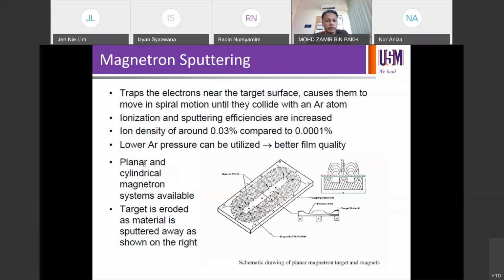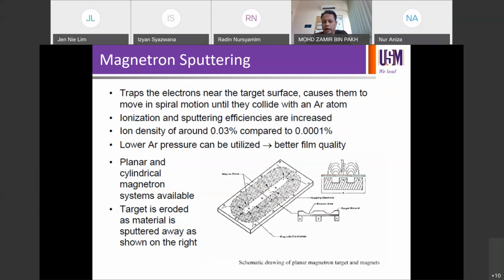So planar and cylindrical magnetron systems are available. You can use a planar system or a cylindrical system to incorporate magnetron into your system. For example, if you look at this one on the far right near the arrow, you can see the poles of the magnet that we use here, north, south, right? So you can then design the concentration of the field around the target material.